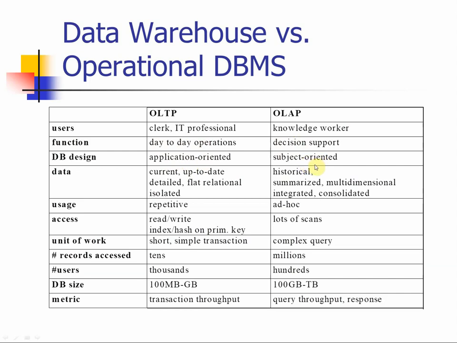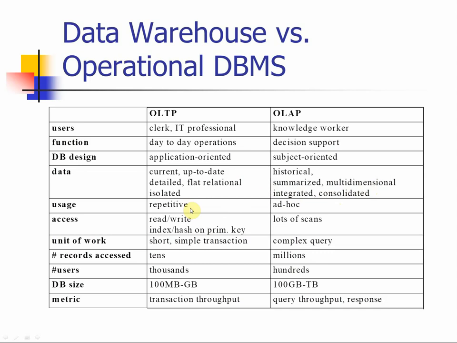In the next part of the data warehouse, we will start looking into the data warehouse design. You will see that the main focus is going to be on one subject, and everything is built on that subject. The data stored in OLTP is current, up-to-date, flat, relational, isolated data, etc. For OLAP, which is the data warehouse, it is historical, summarized, multidimensional, integrated, and consolidated data.